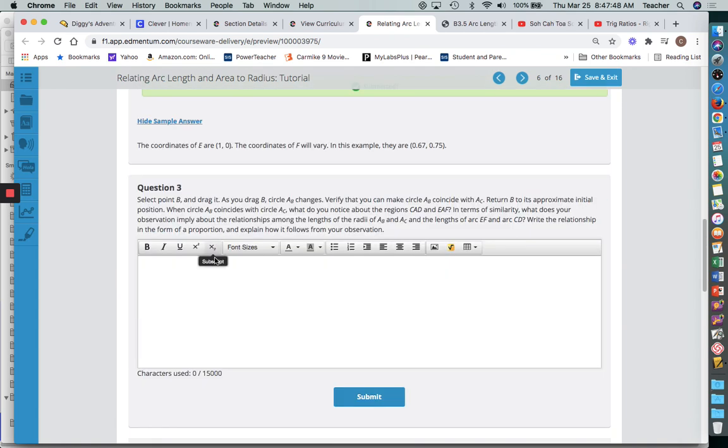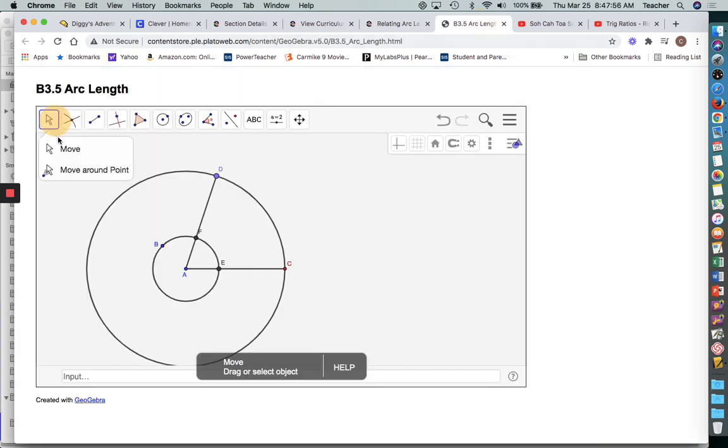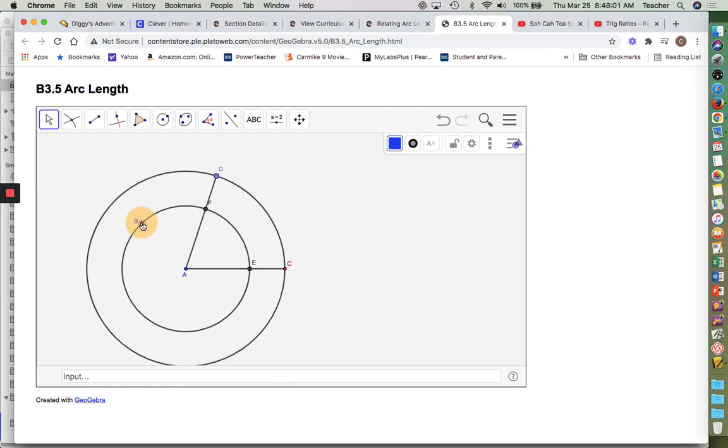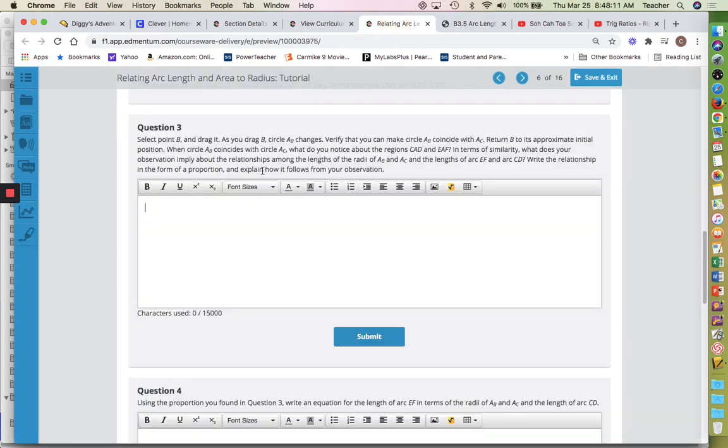Okay, question 3. Good grief. Select point B and drag it. As you drag B, circle AB changes. Okay. So I'm clicking B and moving it. Yes, it does. It just gets bigger. The radius gets bigger. Yeah. Okay, so the radius gets bigger. Circle gets bigger. What about it?